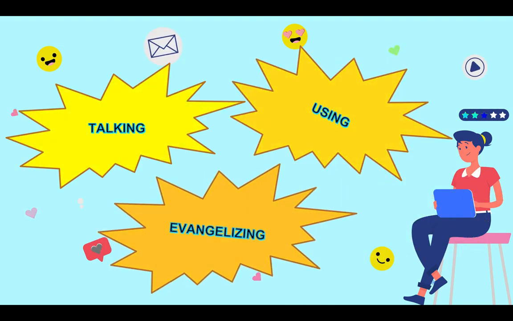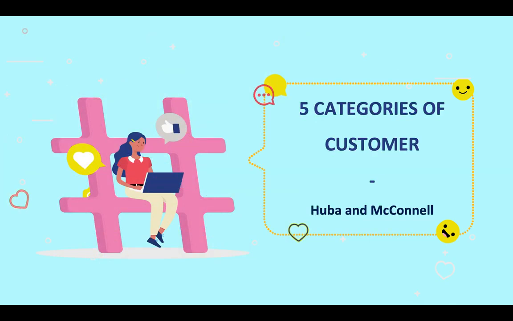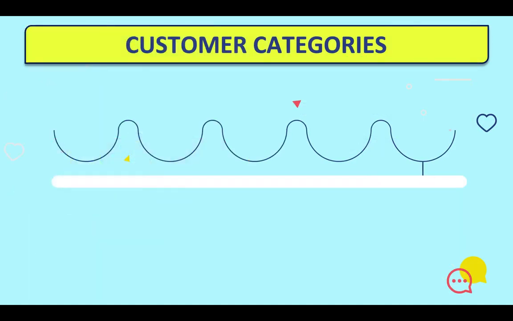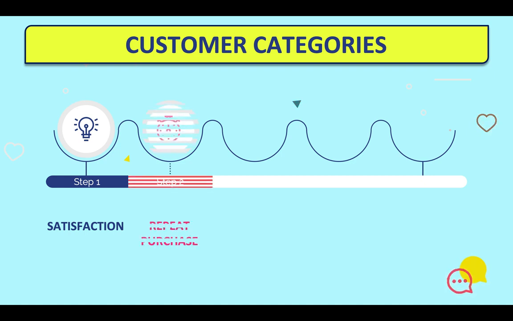Based on the studies done, you can categorize your customers in 5 ways. The first one is satisfaction. This is the first step, as this is the stage where the customer is with you until their expectations are met and they are satisfied. Then comes the repeat purchase. At this stage, the customer actually likes your product and comes back to buy the same or other products from you based on the trust earned from the first experience.